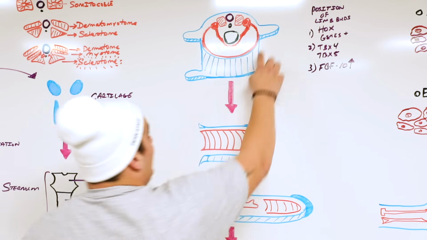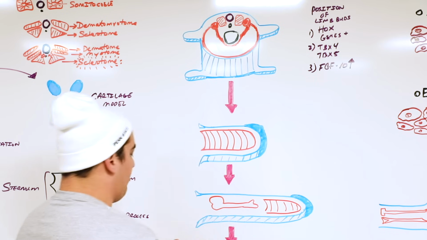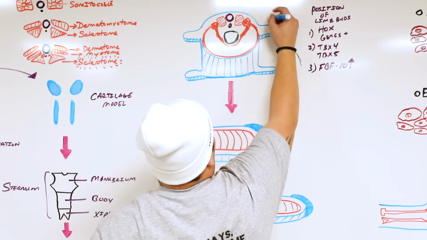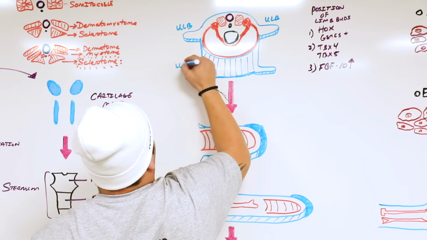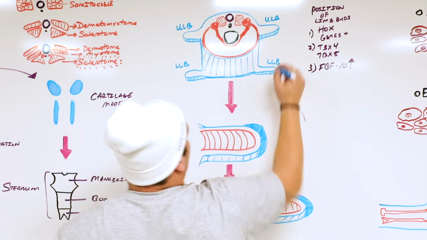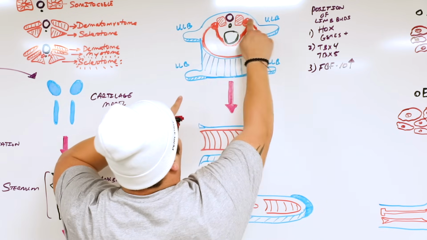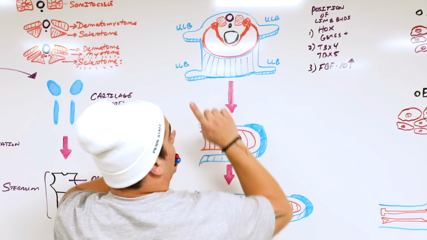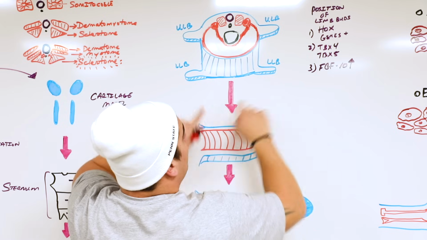So here we're going to have the upper limb buds, and here we're going to have the lower limb buds. We're going to abbreviate them for simplicity's sake. So here's our upper limb bud, and here's our lower limb buds. Now, these are going to be the ectoderm. So you obviously know this is our ectoderm, then we have our mesoderm, and then we have our endoderm, right? So the ectoderm is going to grow off here, these little limb buds that are going to come off.